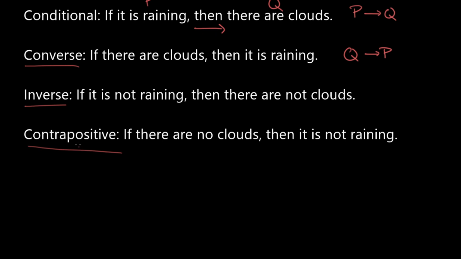The inverse is my original conditional statement, but I'm taking the negation of each of these. If it is not raining, then there are not clouds. The way that I shorthand write this is that I use my negation symbol, which looks like this. So if not P, then not Q. And then last but not least, my contrapositive, which kind of does both things. It flips my hypothesis and conclusion and takes a negation of each. So this would be shorthand, if not Q, then not P.